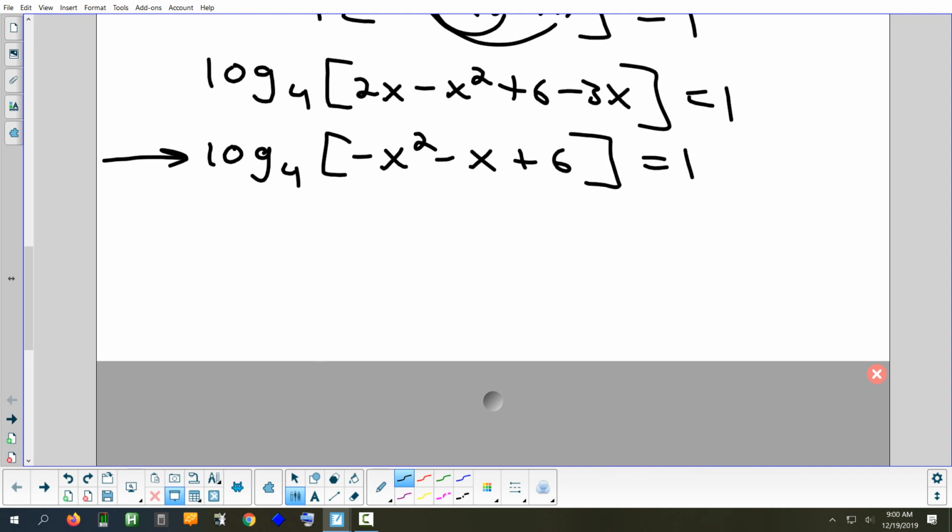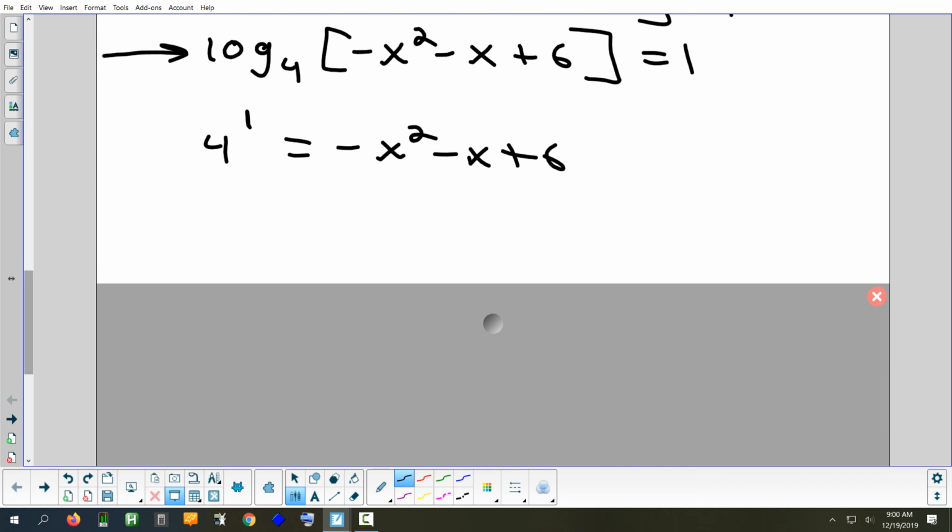Riley, what's my base? 4. Madison, logarithm always equals what kind of number? Exponent. So 4 to the first power equals, and Megan, what do you call this whole thing in the bracket? Right. It's the argument, and the argument always ends up alone on the other side. So now at this point, we've gotten the log out of it. It's gone. From here, this is an algebra 1 equation. It's a quadratic. The highest exponent is a 2, and we have to solve it.